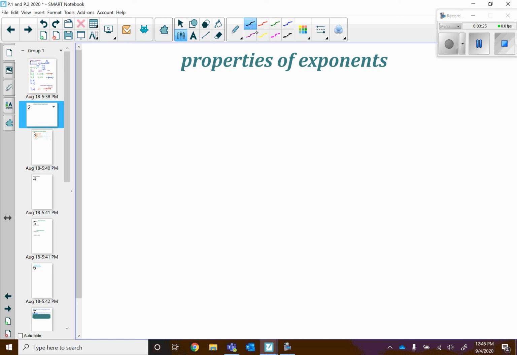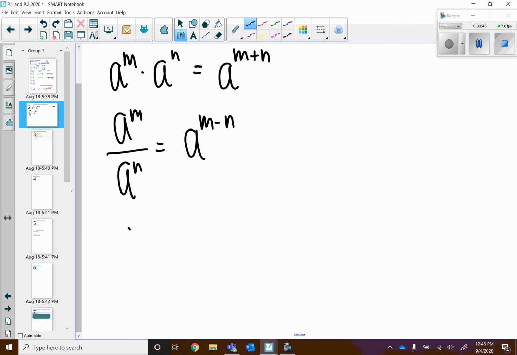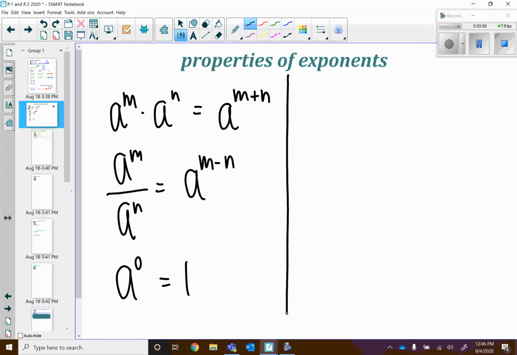Second thing in this section is properties of exponents. I'm going to kind of zip through these. So if I have a to the m times a to the n, I get a to the m plus n. If I have a to the mth power over a to the nth power, I get a to the m minus n. If I have anything to the 0 power, that's equal to 1. If I have a to the negative nth power, that's really 1 over a to the n.